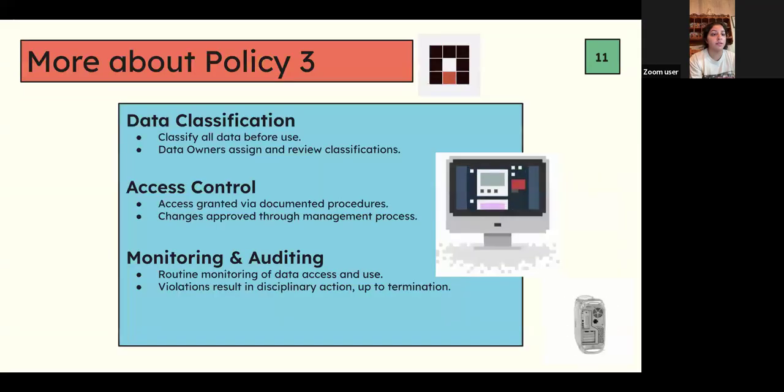Moving on to more about policy 3, I identified the policy controls, which were data classification, which classifies all data before use. Data owners assign and review classifications. The second was access control, access granted via documented procedures, changes approved through management processes. And then finally, monitoring and auditing. These are routine monitoring of data access and use, and violations result in disciplinary action up to termination.